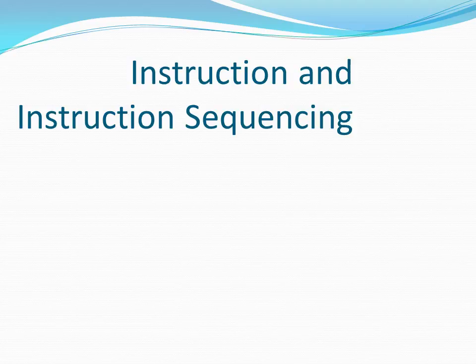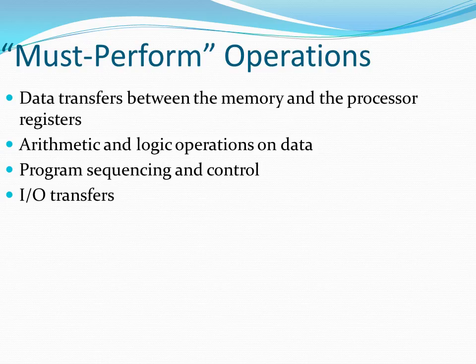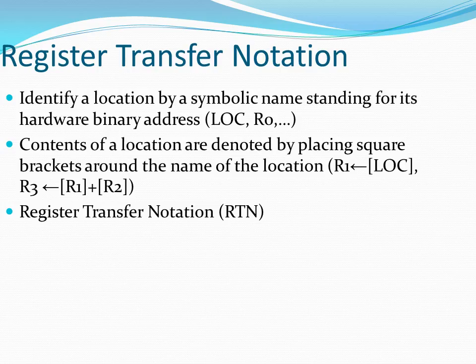Now we discuss instructions and instruction sequencing. First of all, what is an instruction? An instruction is a command to the computer to perform a specified task. Every instruction must support data transfer between the memory and processor registers, arithmetic and logical operations on data, program sequencing and control, and input and output transfers.